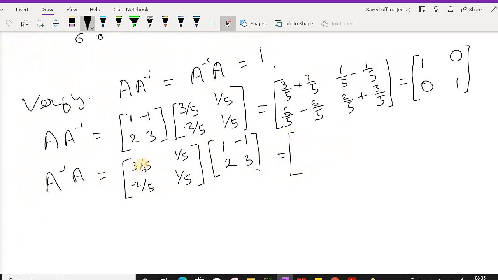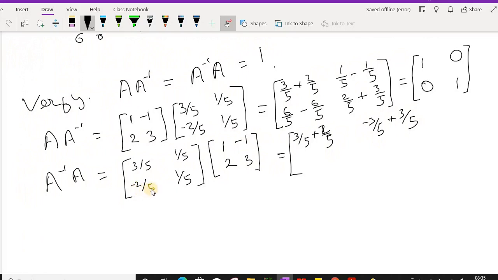Multiply them. 3 by 5 into 1 is 3 by 5. 1 by 5 into 2 is, sorry, 2 by 5. Plus 1 by 5, sorry, 2 by 5. 3 by 5 into minus 1 is minus 3 by 5. 1 by 5 into 3 is plus 3 by 5.